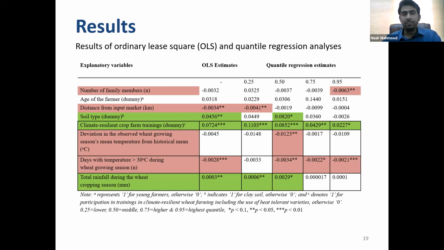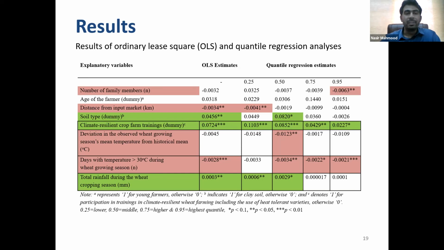Among the climate variables, the first variable is the deviation in the observed wheat growing season mean temperature from the historical mean, which showed a negative impact, but only in middle quantile, while the days with temperature greater than 30 degrees Celsius during wheat growing season showed a highly significant and negative impact on economic efficiency, because this variable is an indicator of heat stress, and heat stress can cause a significant decline in the final yield of wheat crop, which ultimately translates into the lower efficiency of the rain-fed wheat farmers.